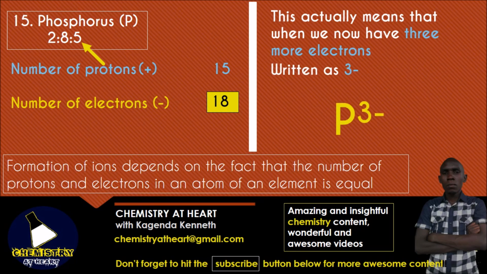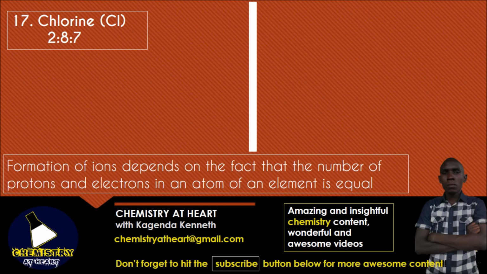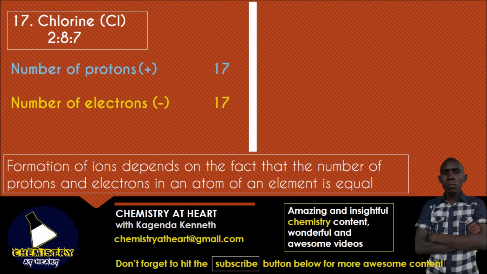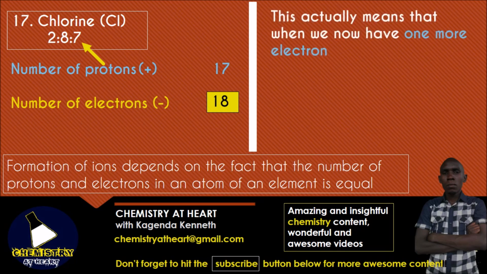What about chlorine, which is 2, 8, 7? Chlorine has 17 electrons and 17 protons, and that means that when chlorine wants to gain stability, it will have to gain 1 more electron. When chlorine gains 1 more electron, it means that the number of electrons in chlorine is 18 and the number of protons in chlorine still remains 17. And that means that when we compare electrons and protons in chlorine, we shall realize that we are having 1 more electron, which actually means 1 more negative. And that means that the ion of chlorine is Cl1-, which is simply written as Cl-, neglecting the 1. So that is how anions are formed, by gaining electrons.